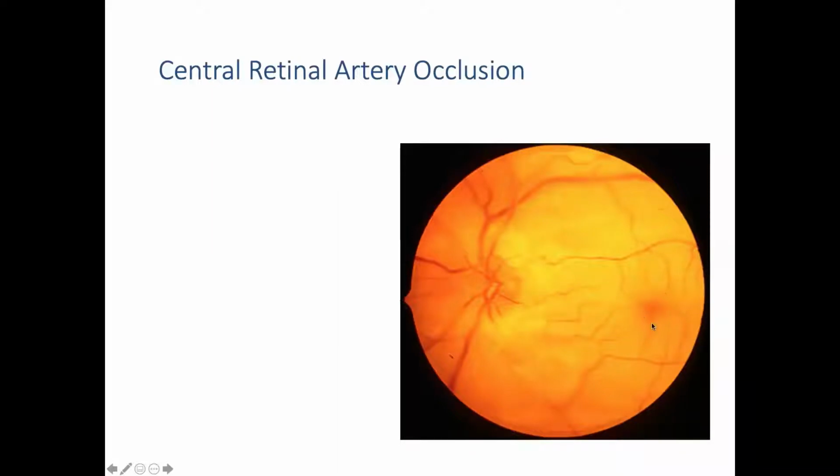And that cherry red spot, what does that signify? Anyone? I believe that's the macula, and it's got a different blood supply other than the retinal artery. Yeah, so it's the blood vessels around the fovea that have a different blood supply, as you say. So it's spared. That's why you get a cherry red spot.